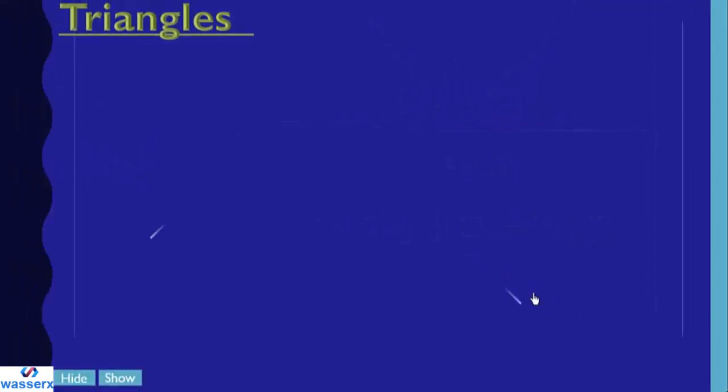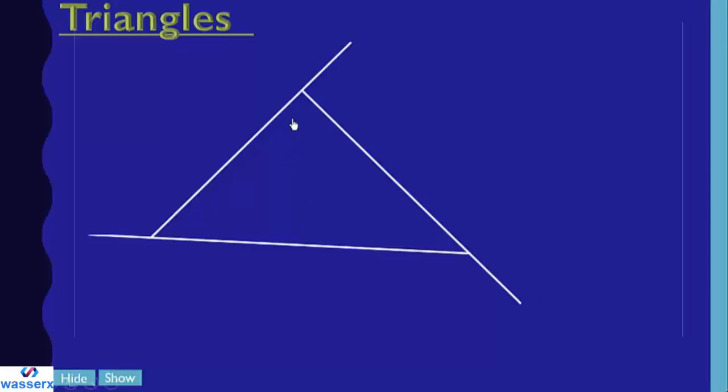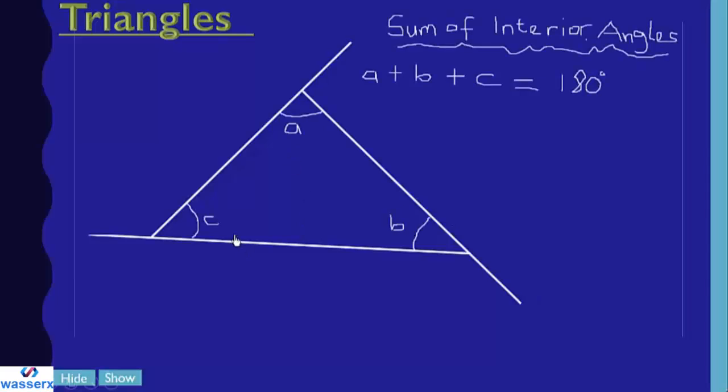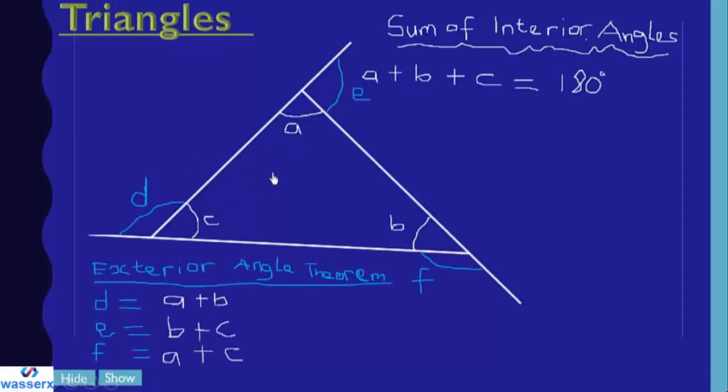Triangles. The three interior angles of a triangle will always sum up to 180 degrees. We also have exterior angles that are equal to the sum of the two opposite interior angles of the triangle. So D is equal to A plus B, E is equal to B plus C, and F is equal to A plus C.